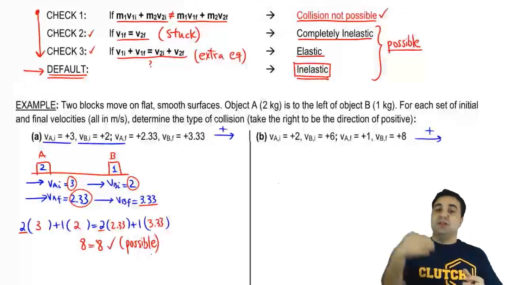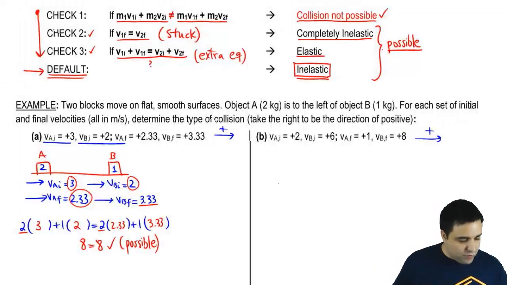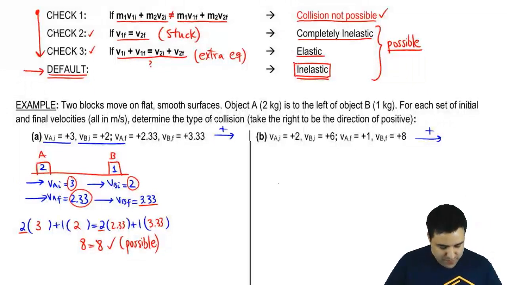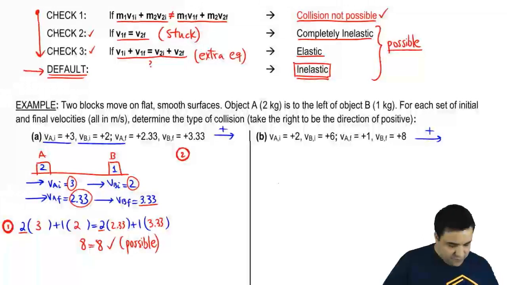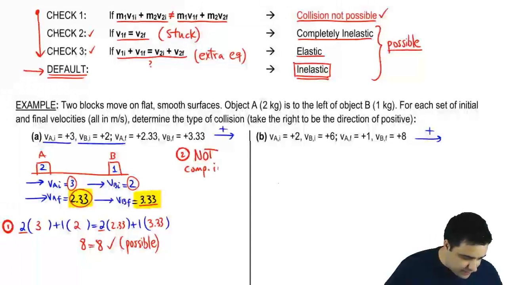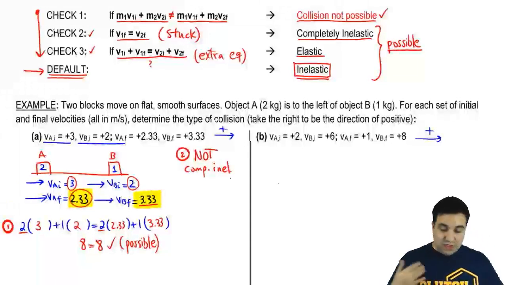What does that mean? That means you keep going to try to figure out whether it's completely inelastic, elastic, or inelastic in this sequence. So it passed check number one. Let's do check number two. Are the final velocities the same? The final velocities are not the same. Therefore, all I can tell by that is that it's not a completely inelastic collision, which means you keep going.